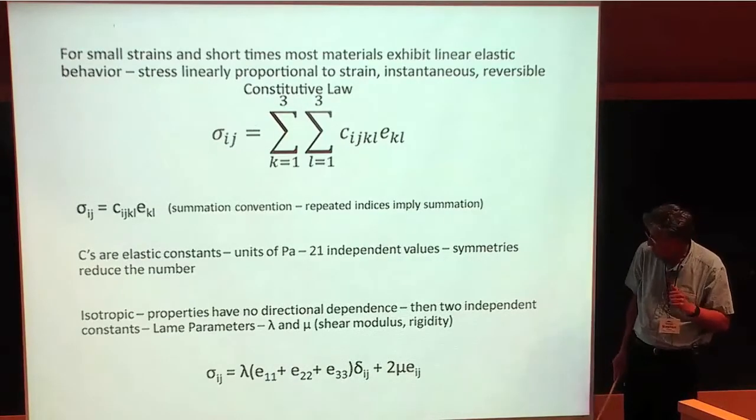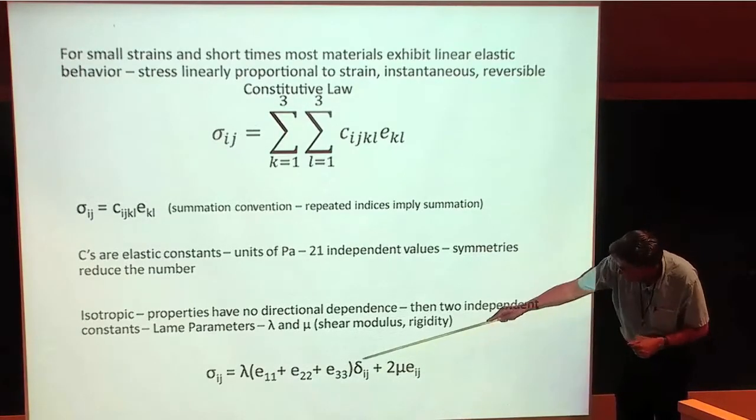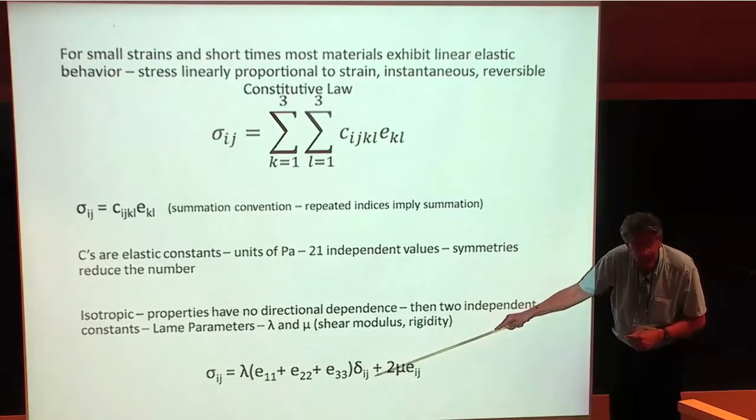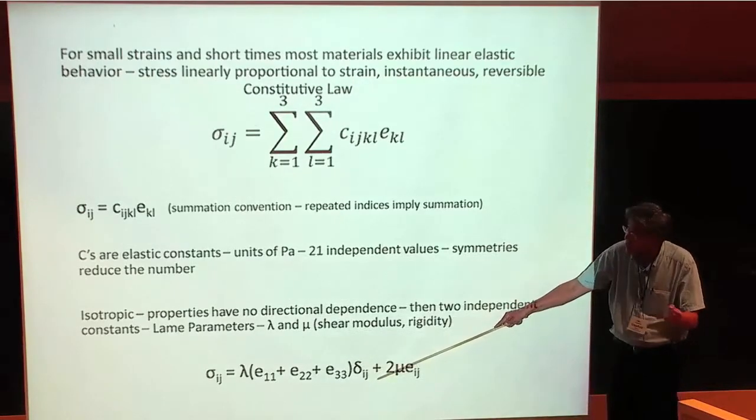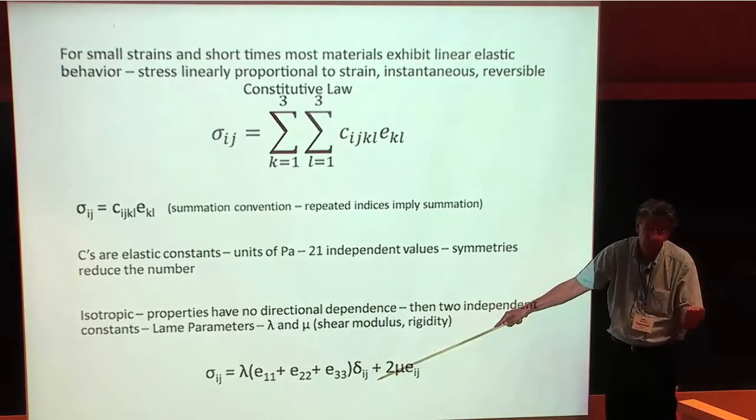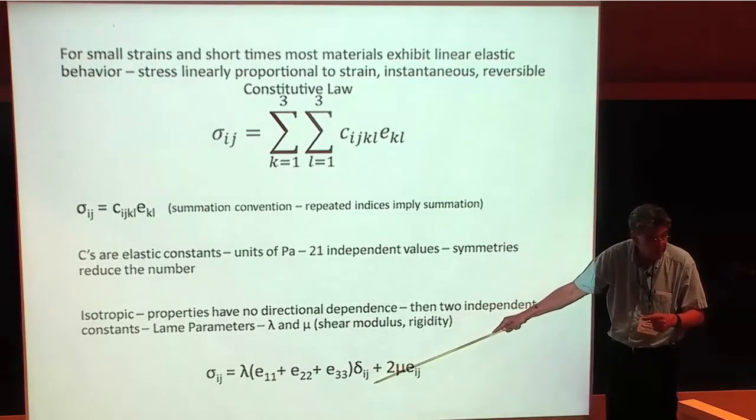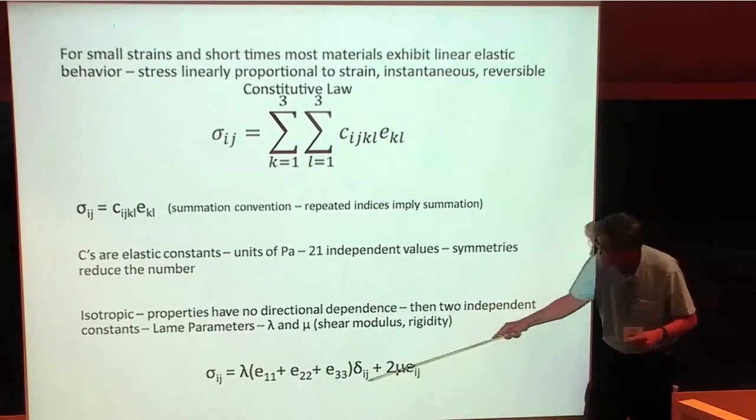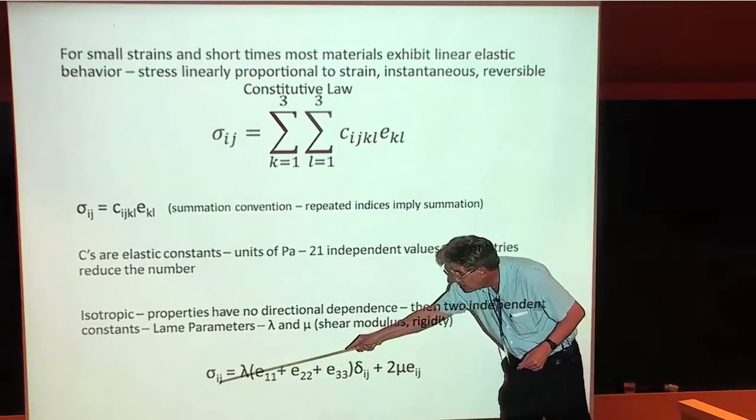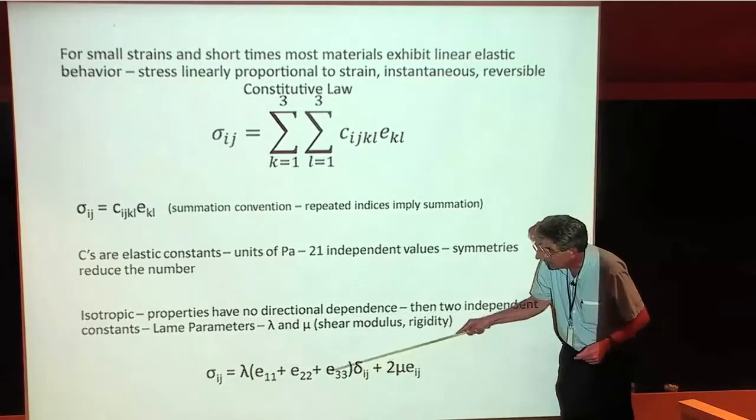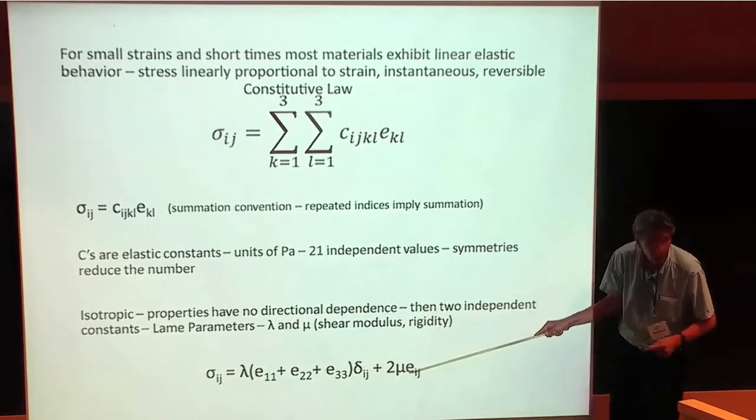I didn't write down, I should have, probably most of you know this, delta ij, it's the Kronecker delta, so if i is equal to j, it's equal to 1. If i is not equal to j, it's equal to 0. So let's say sigma 1, 2 here, this would be 0, delta 1, 2. It's just 2 mu E1, 2 in that particular case.